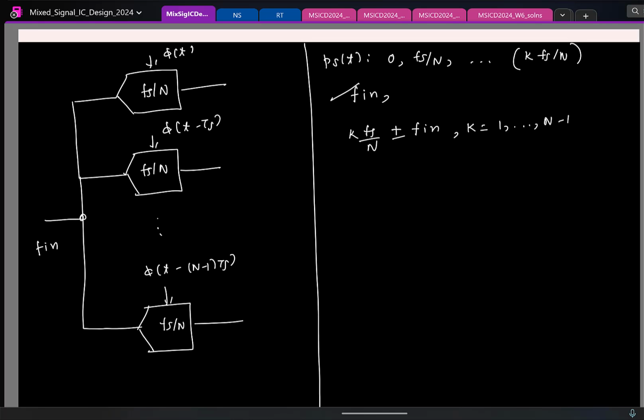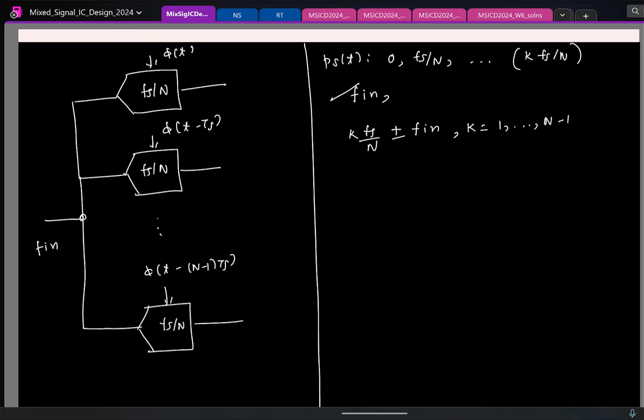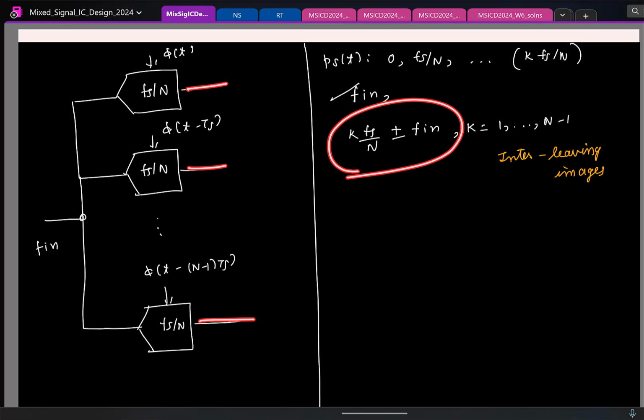After that, the idea is you have fs plus something. When you are finally sampling at fs, we'll only look till fs by 2 here. These are typically called interleaving images, the unwanted stuff. So once again at each of these sub ADCs we will have these interleaving images, but finally when you add them, they get cancelled and we can see that.